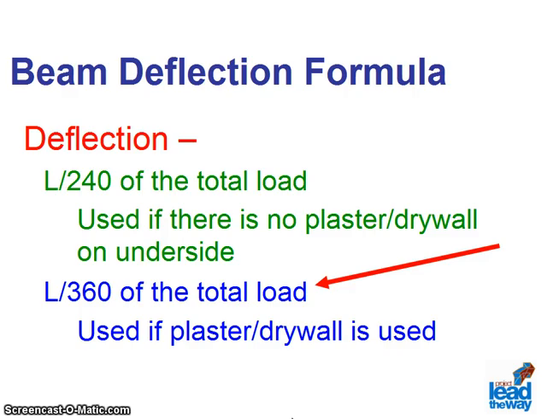Deflection can be limited using many formulas. Two of the most common ones are L divided by 240 and L divided by 360, where L equals the length of the span in inches. L divided by 240 is used when there's no plaster or drywall on the underside of the support beam. L divided by 360 is used when there is plaster or drywall, and this is the preferred method or limit.